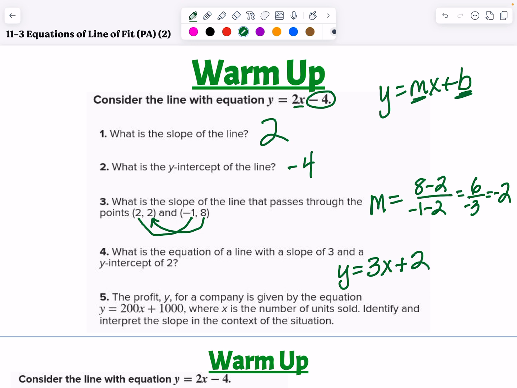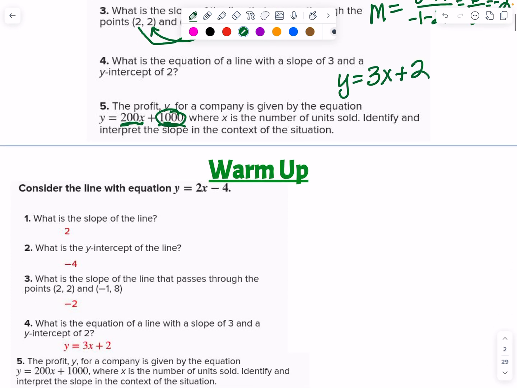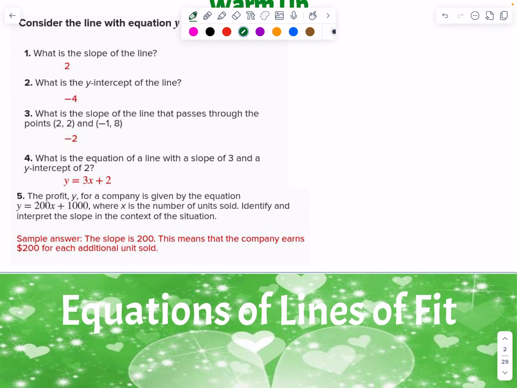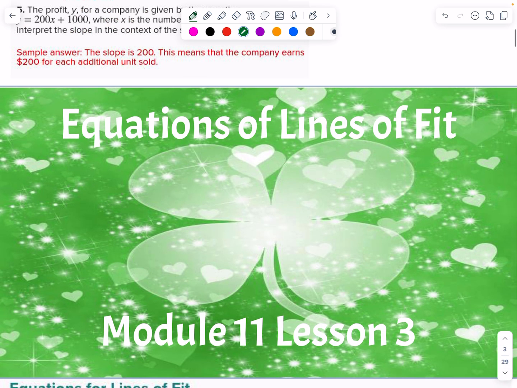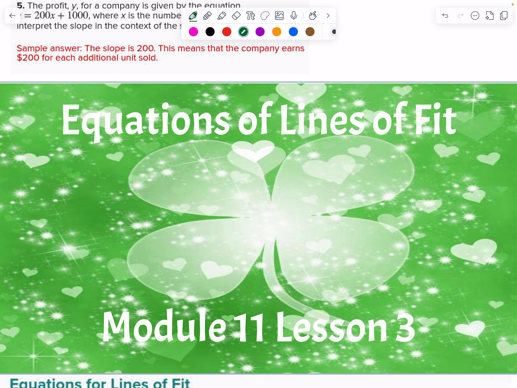The profit y for a company is given by the equation where x is the number of units sold. Identify and interpret the slope in the context of this. All right, so the company is given the equation, the profit, where x is the number of units sold. This is your initial amount, and then it's 200 for what they're selling. So see how the slope is 200. This means the company earns 200 for each additional unit sold. All right, so now let's go ahead and pause the video and write this into your notebook. Go.